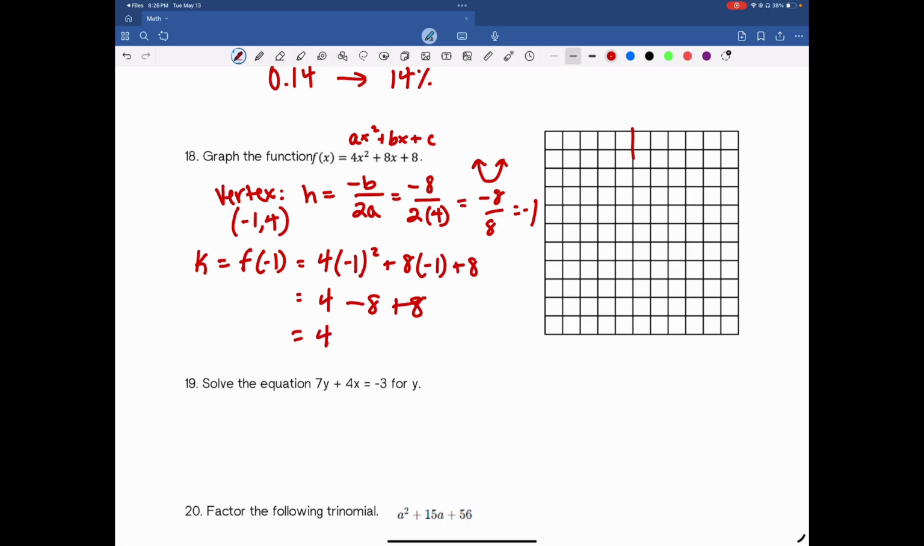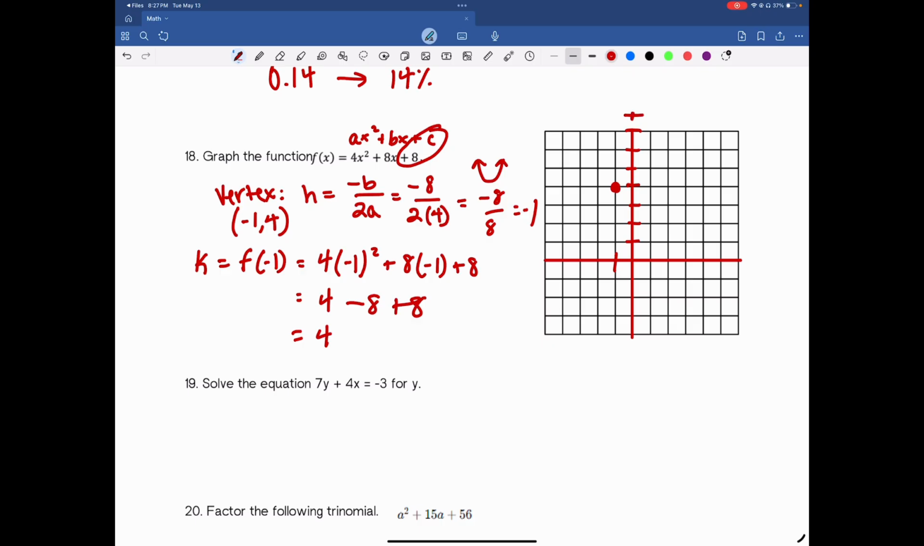So let's put in our lines here for the axes. Negative 1, 4 will be up here. And our y-intercept is going to be 8. So we know that c is the y-intercept, so that's going to be 8. So we're looking for the 8 on the y-axis, so 5, 6, 7, and then one more would be our y-intercept up here.